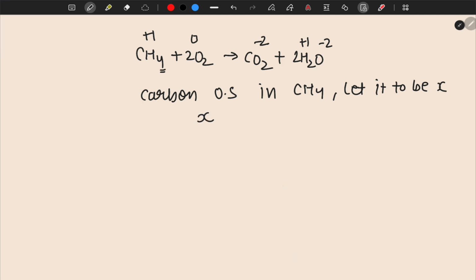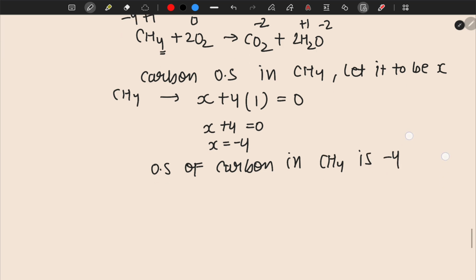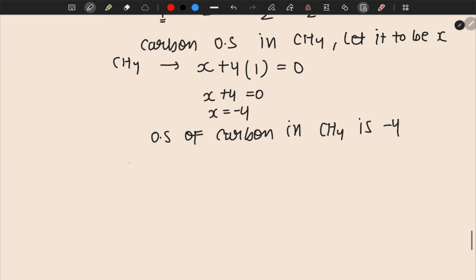Then what we know, we can write this like this, CH4. So we have 1 carbon and 4 hydrogen. So what's the charge on hydrogen? It's +1. Do I need to write +1? No, I can write just 1. It makes sense. So now I can find X from this equation. X will be -4. So the oxidation state of carbon in CH4 is -4. So can I write it here? It will be better.